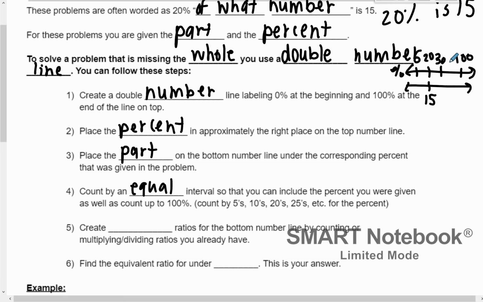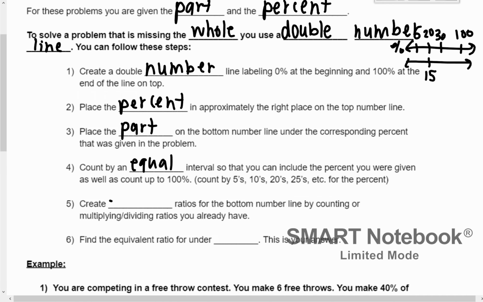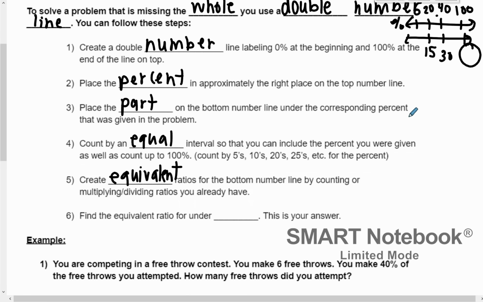We want to create equivalent ratios for the bottom number line by counting or multiplying by ratios we already have. So for example, if we're counting by 20s, and then we go to 40, well, 20 times 2 is 40, so 15 times 2 is 30. So we're just creating equivalent ratios all the way until we get up to that 100%, which would be our answer down here. The last step is to find the equivalent ratio under 100%, and that is what is going to be our answer.